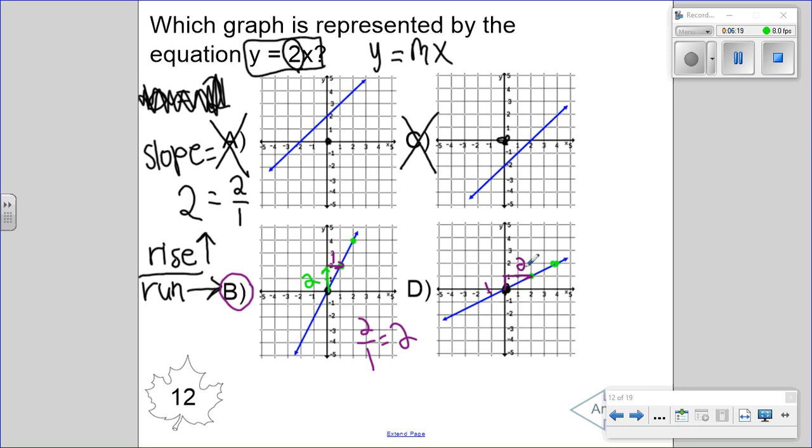So for choice D, when I write rise over run, I'm actually going to write 1 over 2. And that is backwards, flip-flopped of 2 over 1. So choice D is not a good choice.